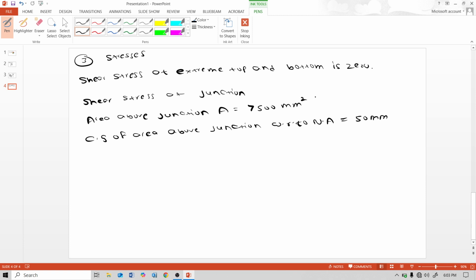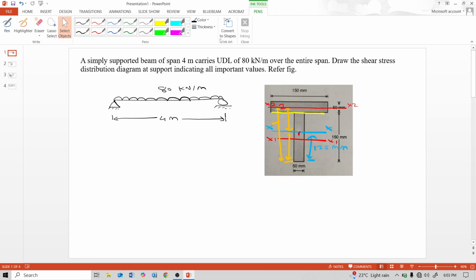Width at the junction for the flange portion, denoted as B1, is this 150 mm. Width at the junction, small b1, is 150 mm, and b2 for this portion is 50 mm.